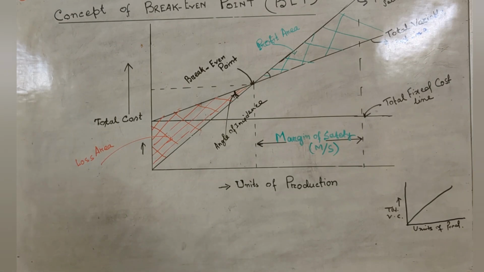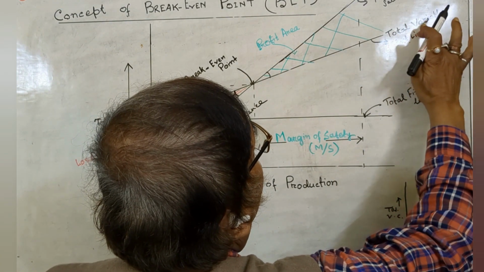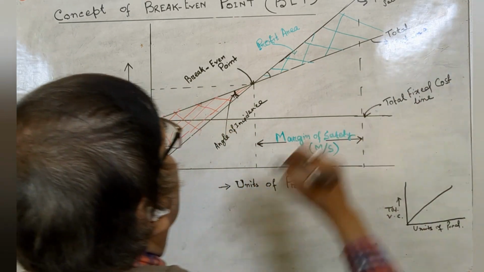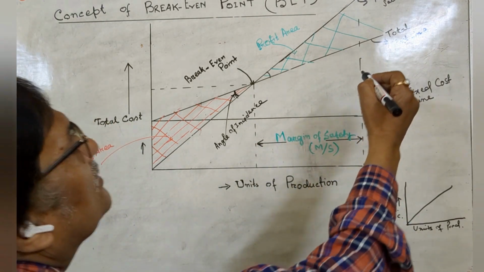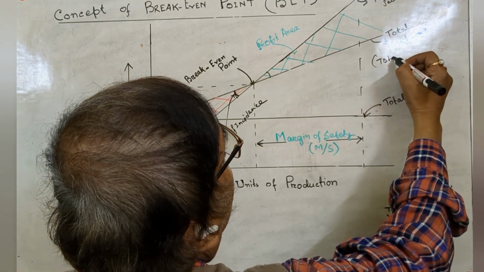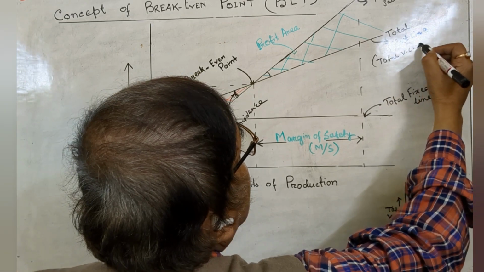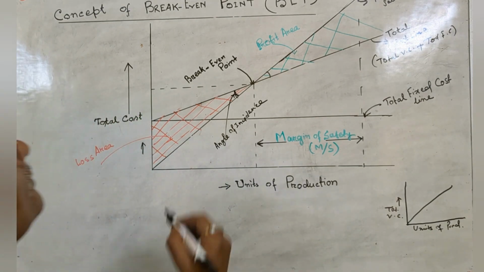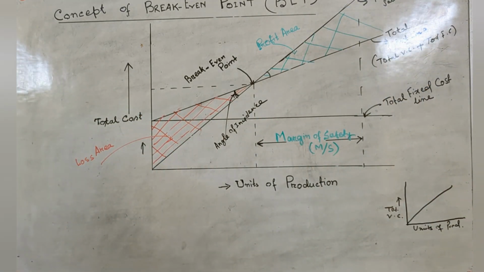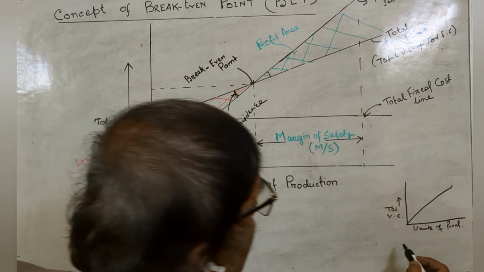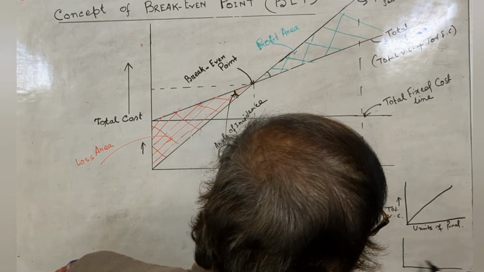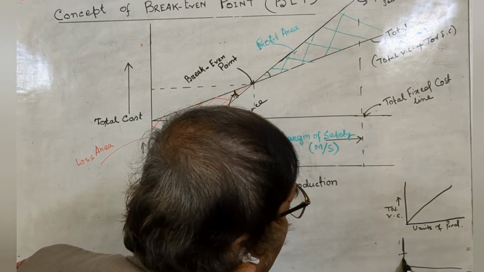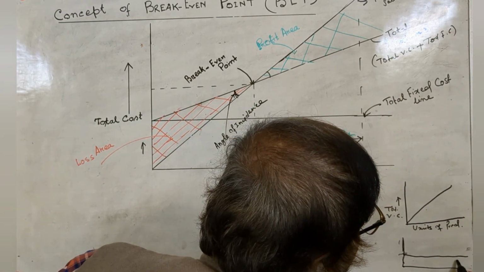Actually, this is not the total variable cost line, this is the total cost line. Total cost means total variable cost plus total fixed cost line. The total fixed cost line is like this. This is the fixed cost line.